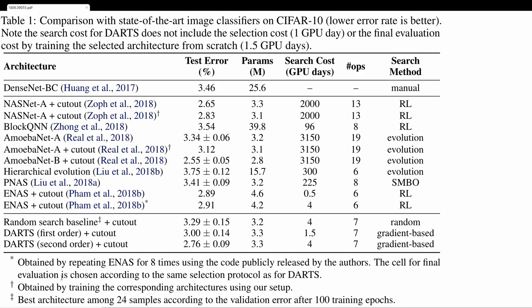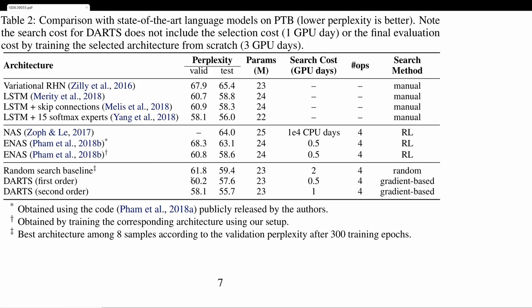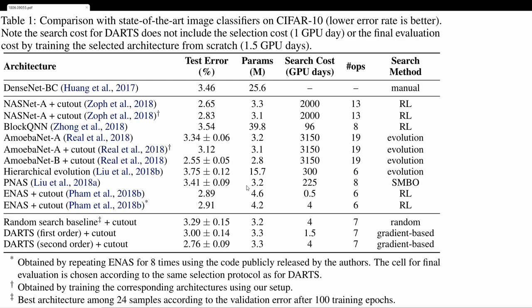Table 1 and table 2. Double star, best architecture among 24 samples. Okay, we'll get to it. And table 2, so here's the first order and the second order. And in table 1, first order, test error, second order. So second order has better results.